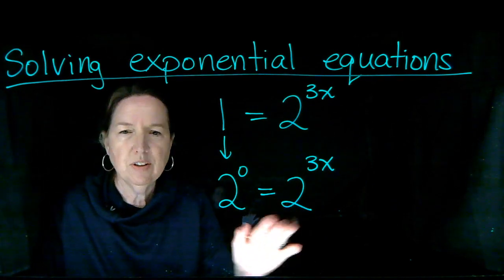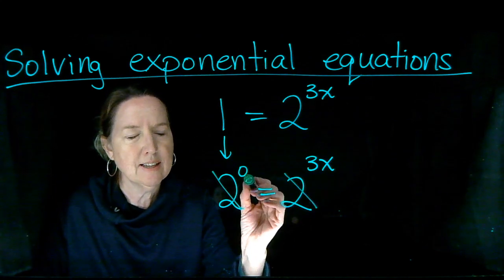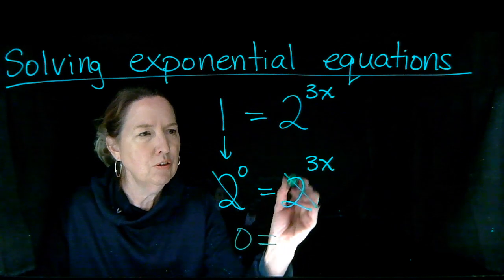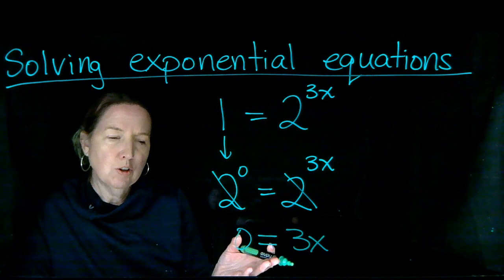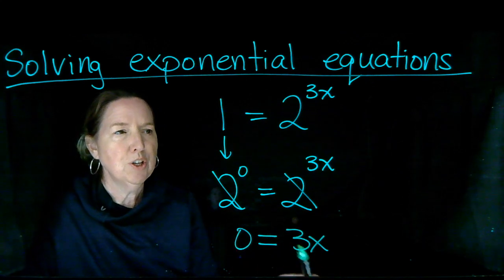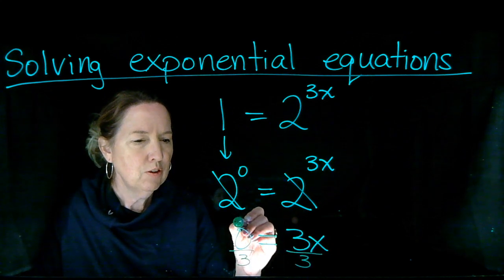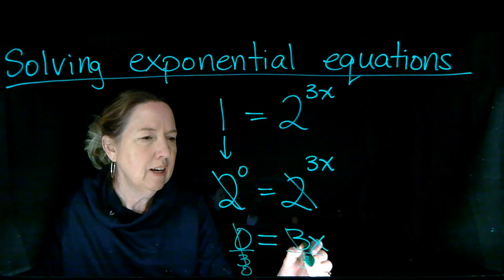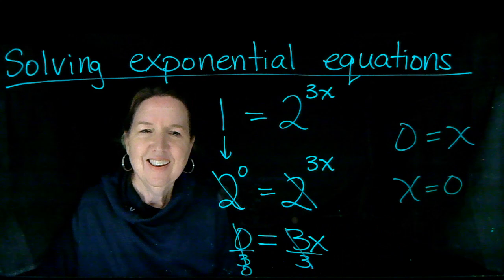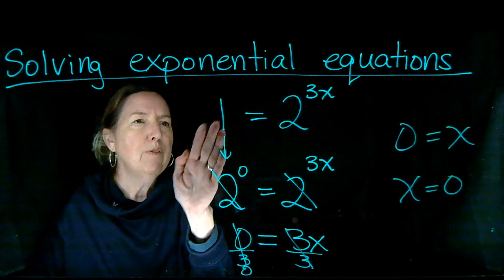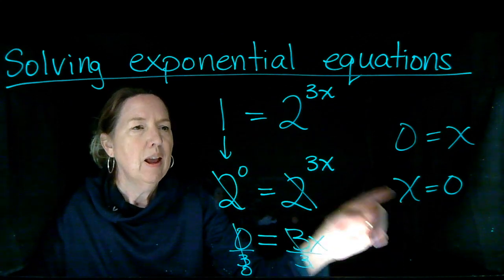I have matching bases, so I can now ignore those bases and focus on this sentence up here, 0 equals 3x. So now I can solve this algebraic equation to answer the question, what is x? Using algebra, I would divide by 3. 0 divided by 3 is 0. So I get 0 equals x, which is the same idea as x equals 0. So we have our answer of this original equation. The answer is x is 0. And this is the strategy.